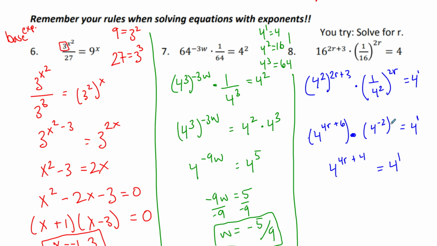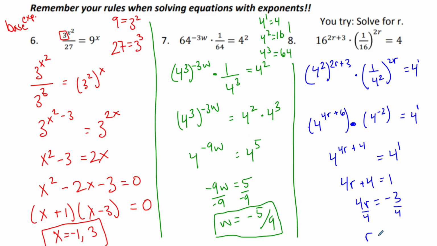From there, again, same as before. It's only 3 problems in, and we should have established a routine by now. We've gotten it to the point where I have 4 to something on one side equals 4 to something on the other side, right? Those exponents have to be equal to each other in order to make this equation true. So we'll say 4r plus 4 equals 1. Go ahead and solve for r. Move the 4 over, so 4r equals 1 minus 4, negative 3. Divide both sides by 4. So we have r equals negative 3 over 4.